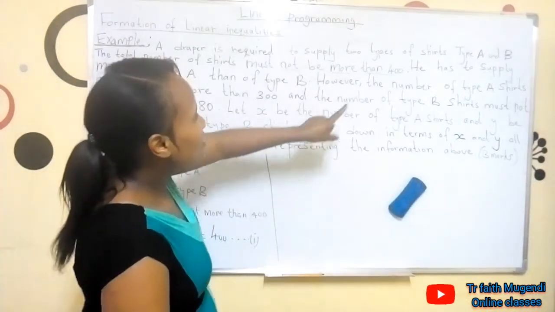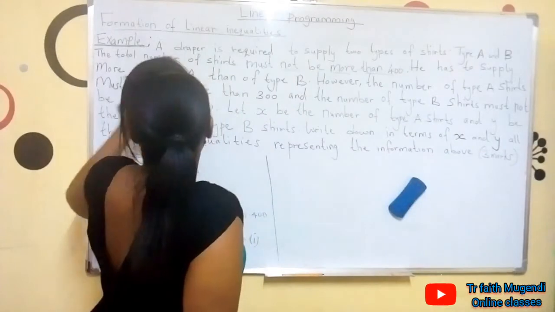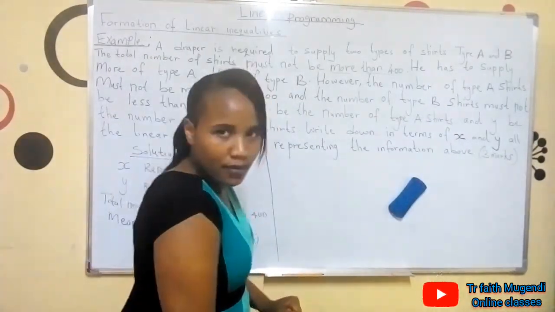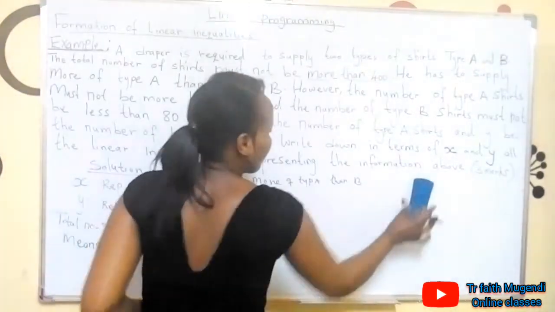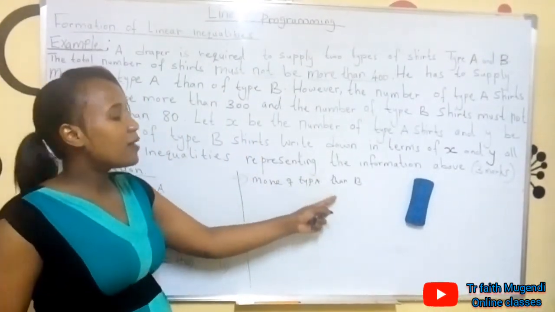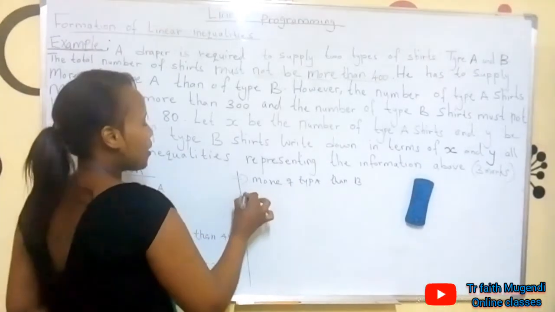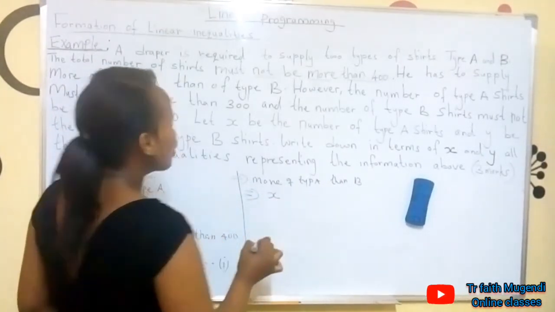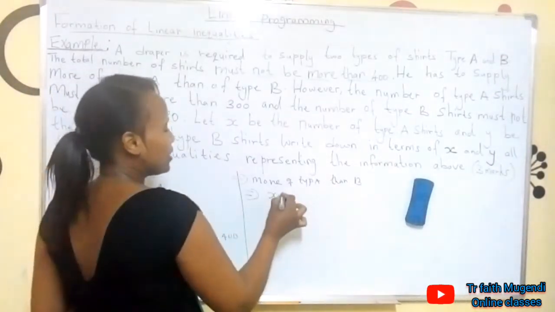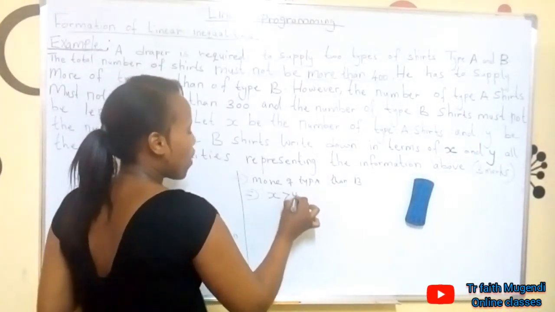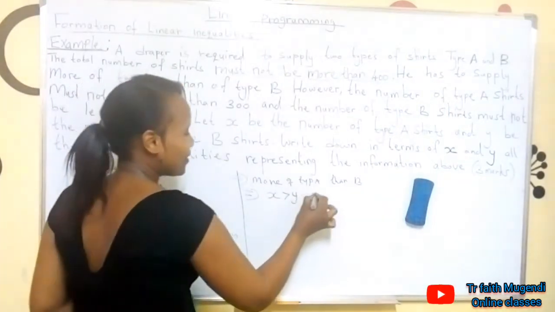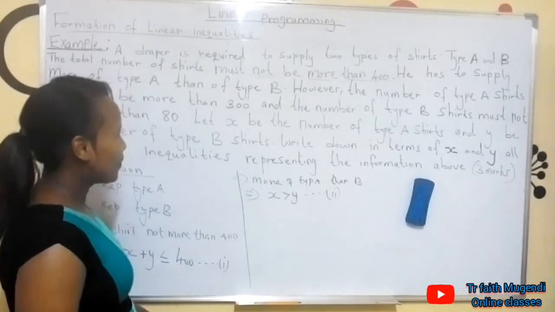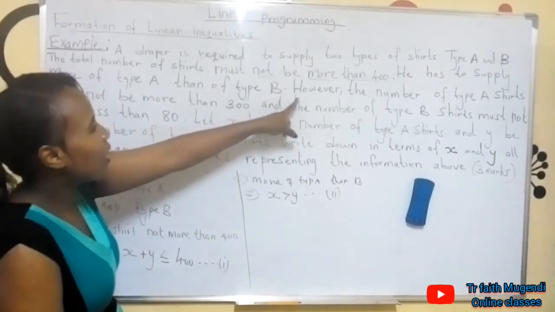Then the other statement is that he has to supply more of type A than of type B. More of type A than type B implies that x is greater than y. And this is the second inequality. So up to this point we are okay.